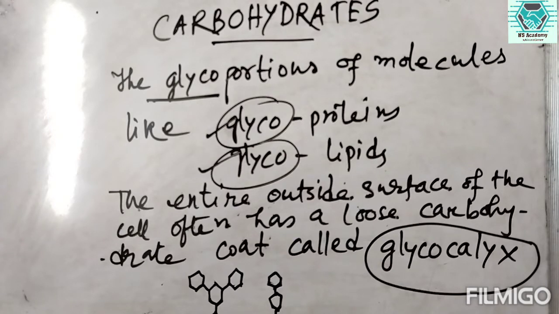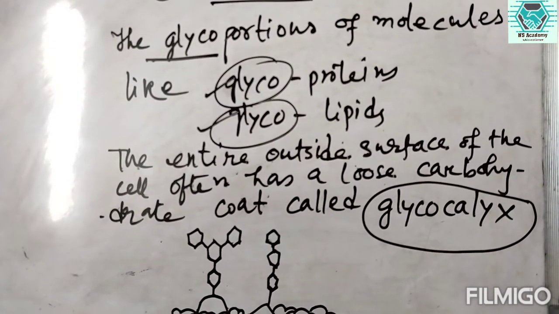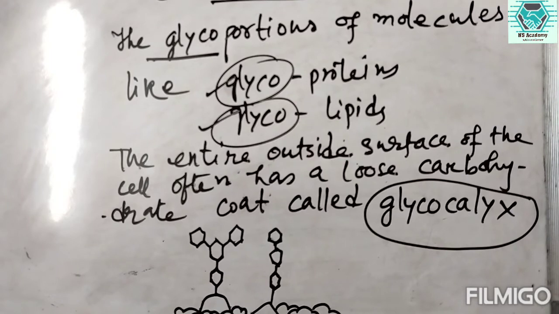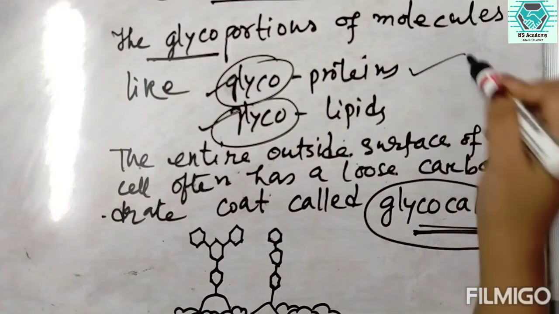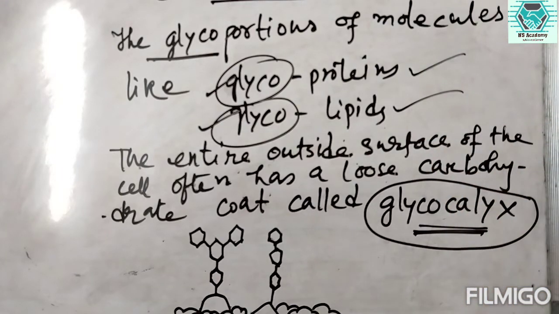So the entire outside of the cell has a loose carbohydrate coating, and the carbohydrates are often attached with the lipids, and they often attach with the proteins, and they form this kind of coats which we call glycocalyx. So glycocalyx means the entire outside surface coating of the carbohydrate molecules, and they may attach with the proteins, they may attach with the lipids.